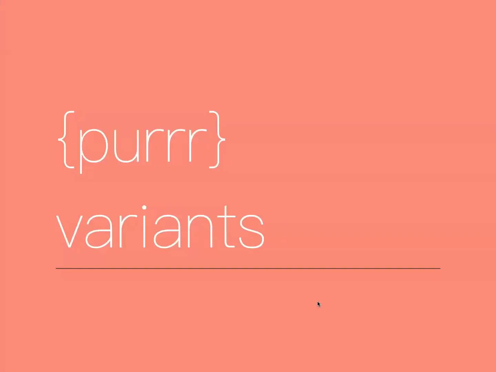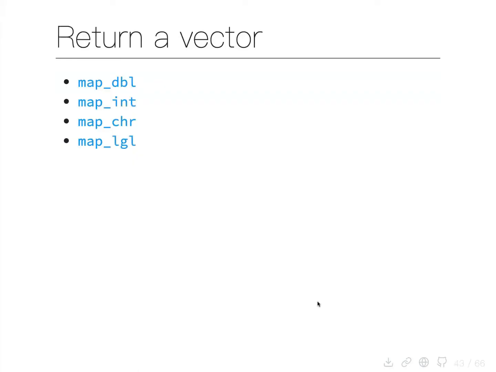Okay, purrr variants. So that's the basic map, right? That I hope is made abundantly clear is very similar to lapply. There are also now 4 variants of map, which are vapply alternatives. These are map double, map int, map character, and map logical. Obviously it's LGL, CHR, INT, and DBL, but I'll just refer to them as the actual types. And so you can probably guess where this is going.